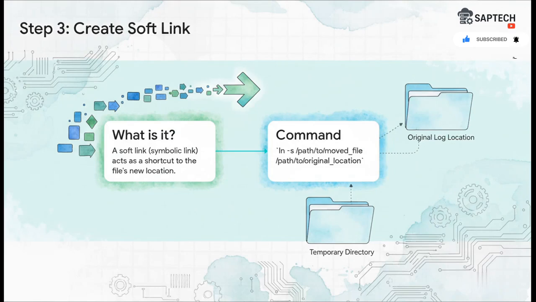And now for the really clever part. We're going to create something called a soft link, or a symbolic link. You can think of it like leaving a mail forwarding address. We're telling the operating system, hey, you know that log file you were expecting to find right here? Well, it's not here anymore, but if you follow this link, you'll find it over in this temporary directory. It's a neat little trick that fools the system into thinking everything is exactly where it's supposed to be.